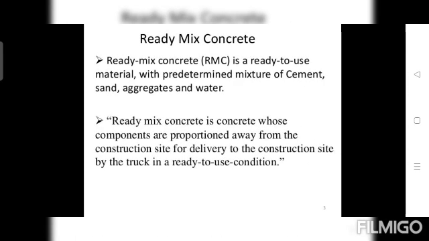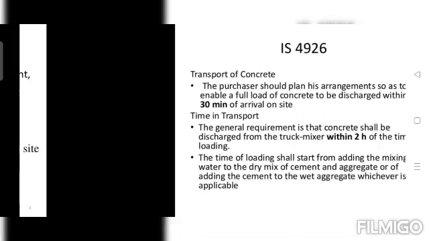What is meant by ready mix concrete? Ready mix concrete is a ready to use material with a predetermined mixture of cement, sand, aggregate and water in the correct proportion. Ready mix concrete is concrete whose components are proportioned away from the construction site, for delivery to the construction site by truck in a ready to use condition. So this is called ready mix concrete.